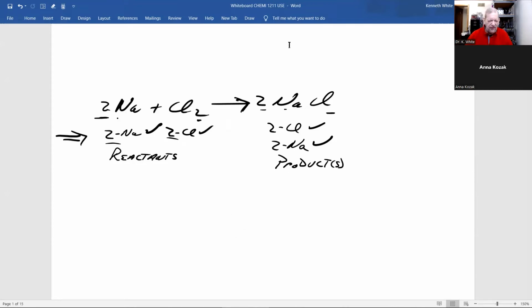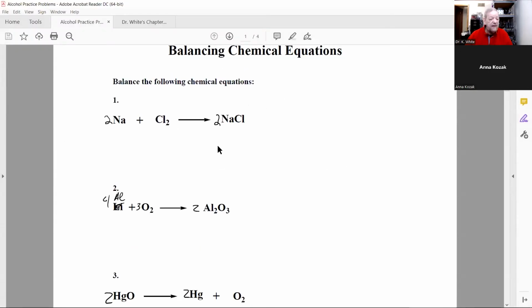Now let's look at another one. Here for number 2, a couple of things. First of all, I had lithium, that should be aluminum. And let me find something.